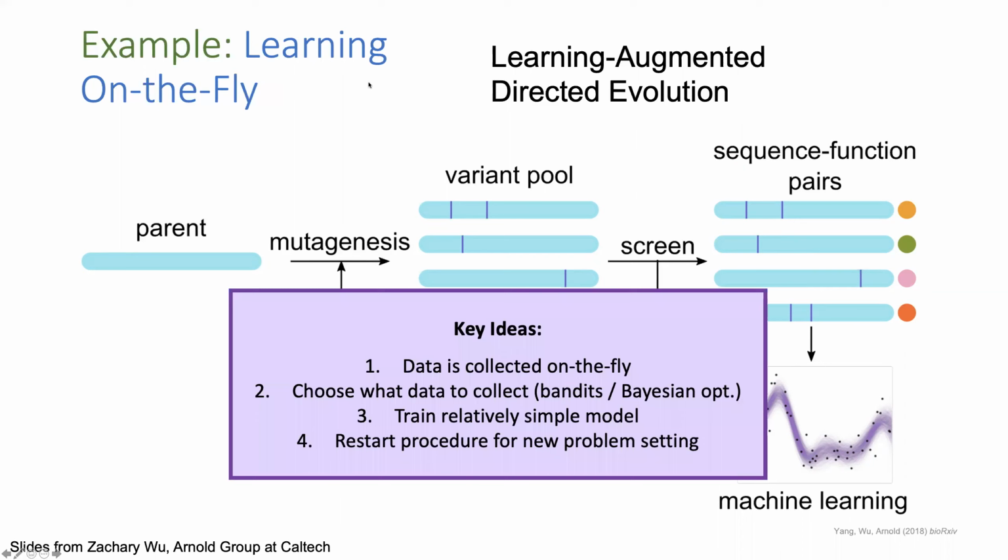The key idea here is that the data is collected on the fly. So the algorithm now has to choose what data to collect, what mutants to screen for. Because the data sets are relatively small in these cases, we usually train using simpler models than deep neural nets. In the simplest case, if we try to do a new protein engineering task, we actually restart this procedure from scratch. Because the models are so simple, they tend not to generalize across new or related problem instances. Again, we'll get deeper into this in future lectures.